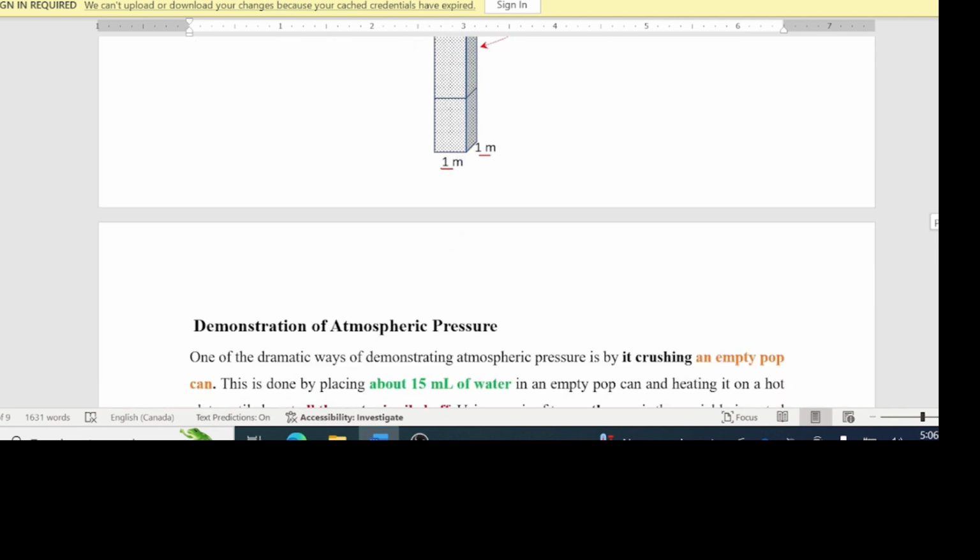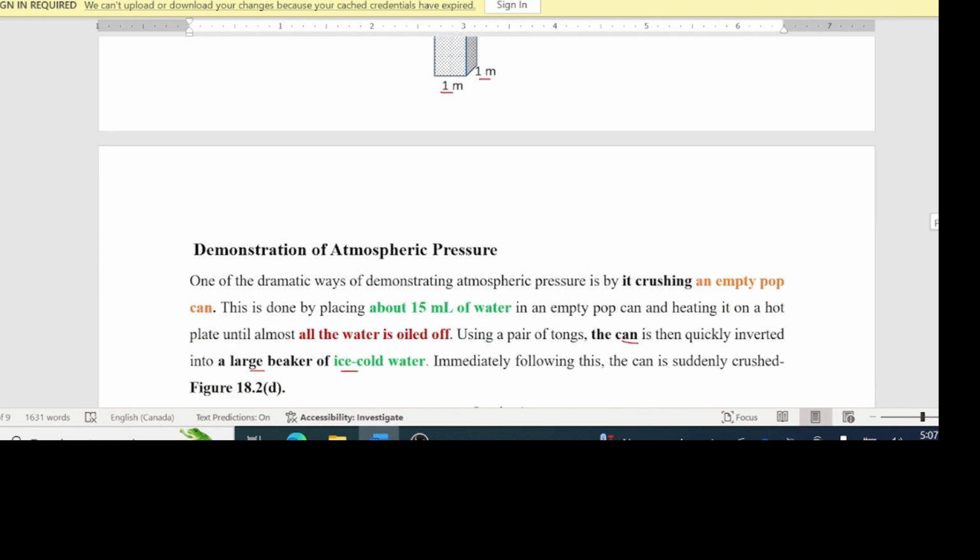All right. Now, how do we demonstrate atmospheric pressure? How can we show someone, hey, indeed this atmosphere is pressing down? One way of doing that is by having it crush an empty pop can. How do we do this? This is done by placing about 15 milliliters of water in an empty pop can, and you heat it on a hot plate until all the water is boiled off.